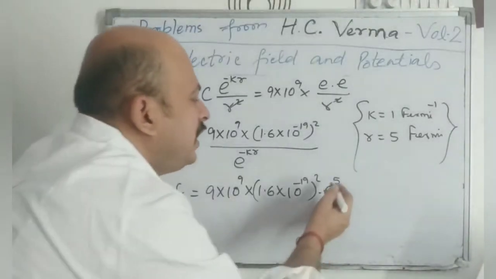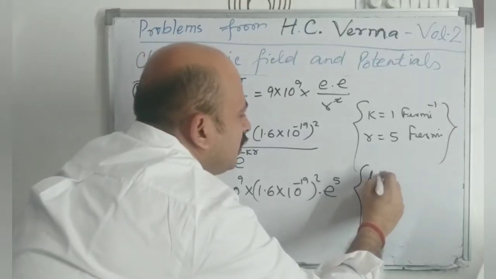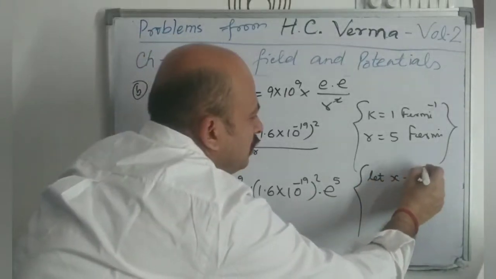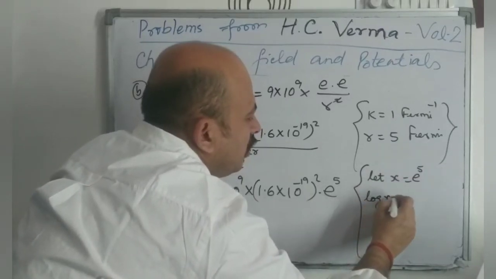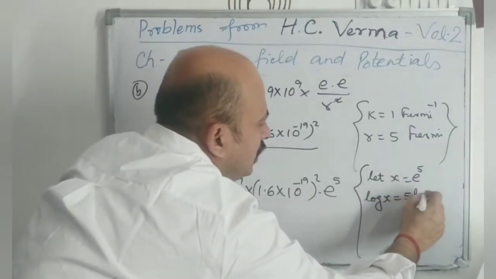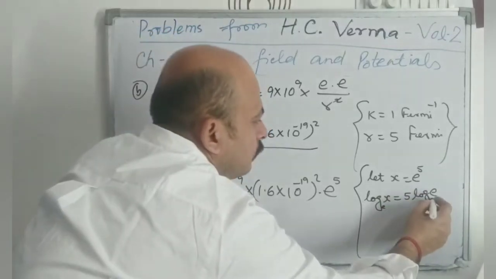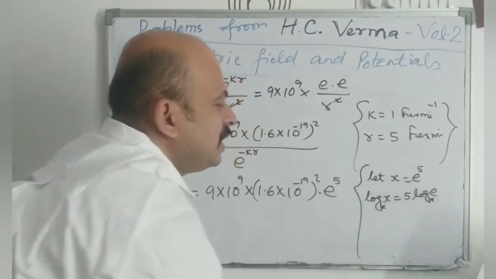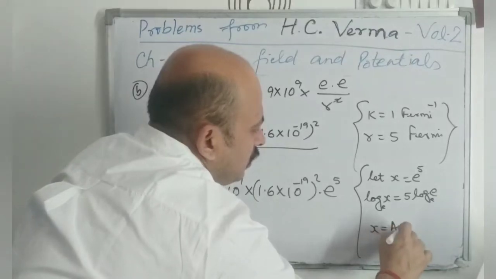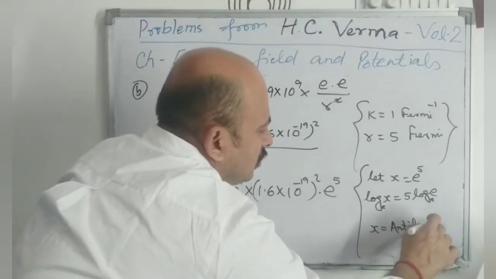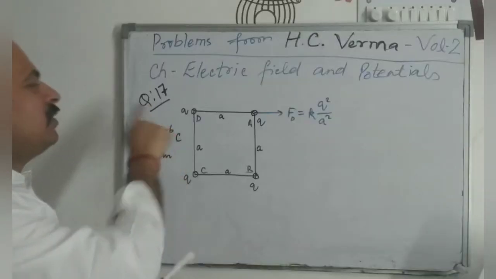How will you calculate e to the power 5? Let x is equal to e to the power 5. Now taking log on both sides, log x is equal to 5 log e base e. Log e base e is equal to 1. So x will be equal to anti-log of 5.